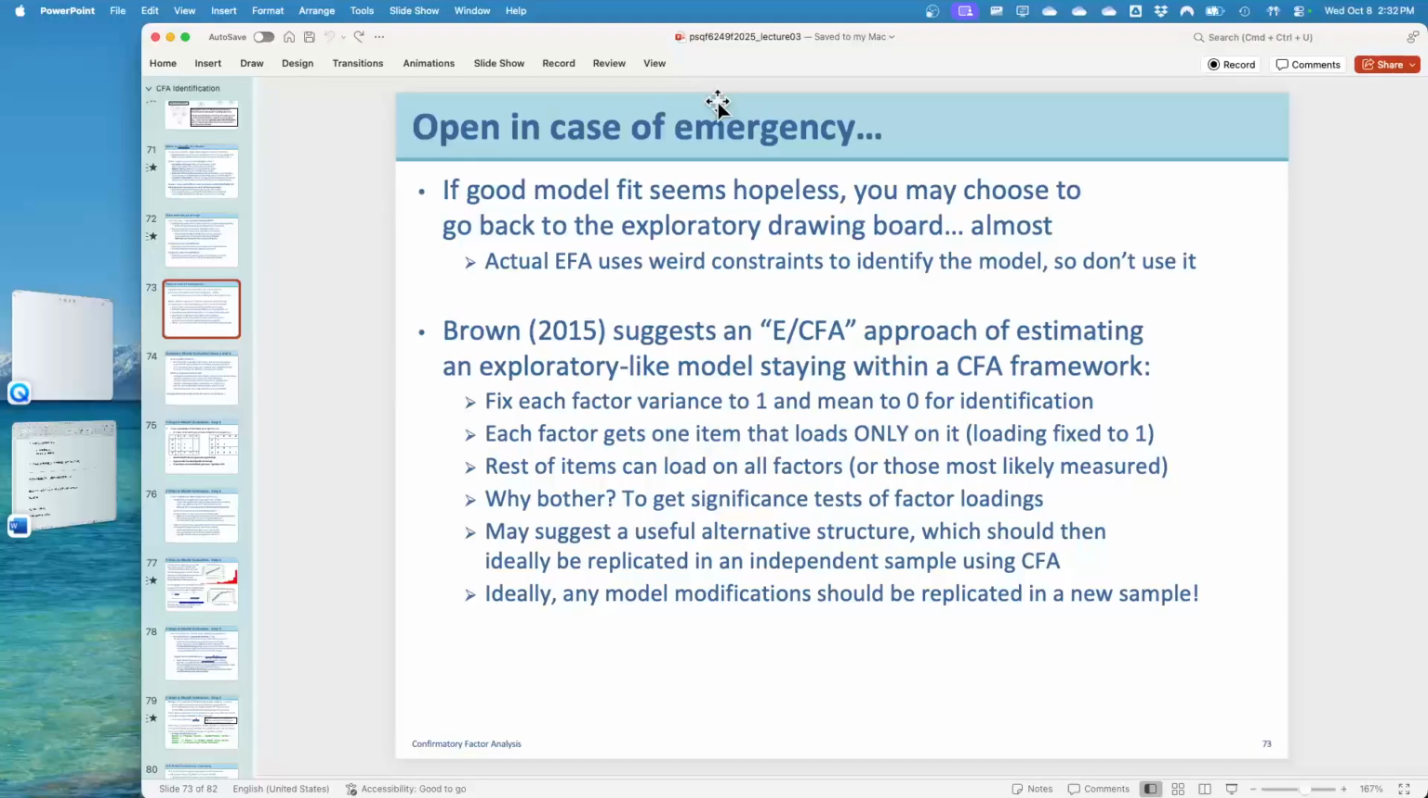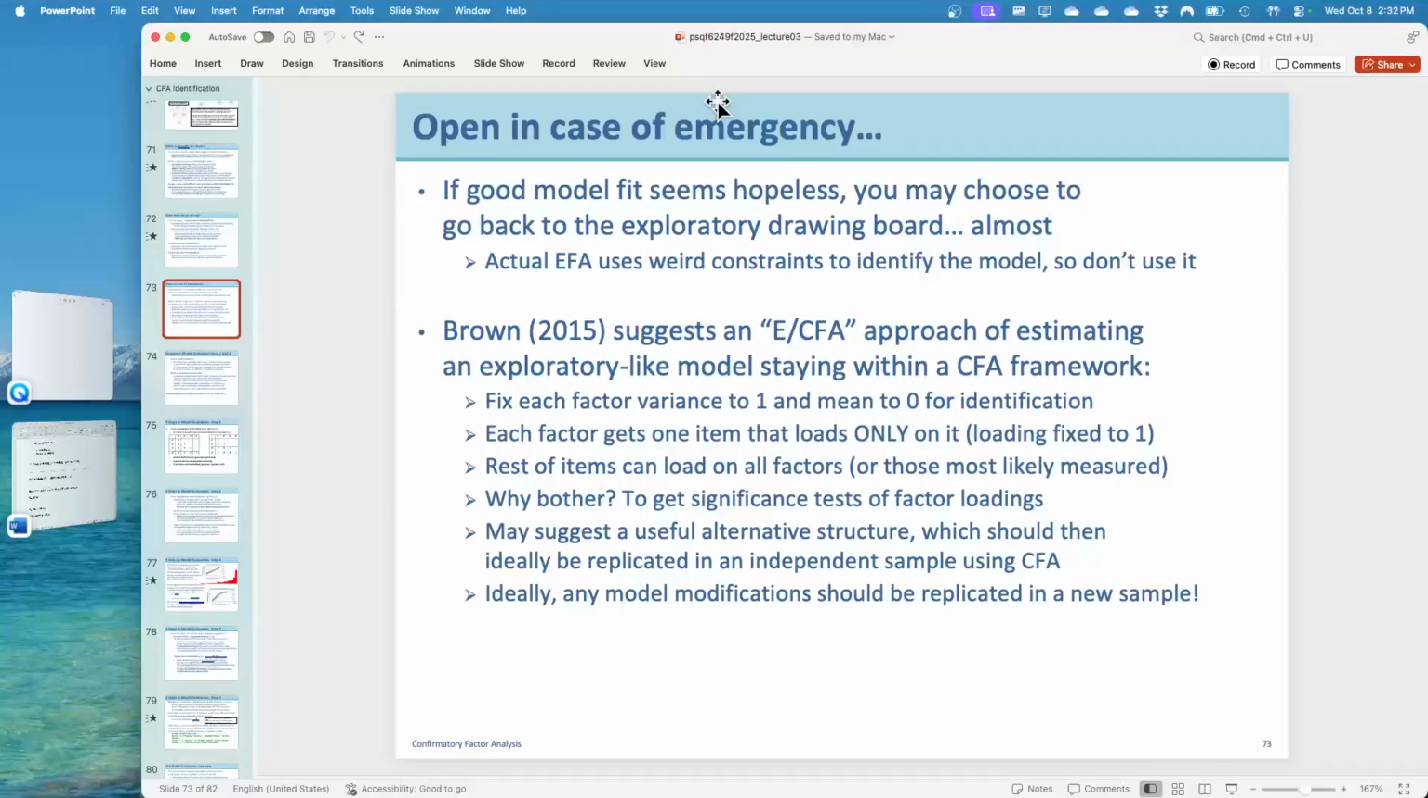In case of emergency, this is really what happens. If good model fit seems hopeless, by the way, it often does. If you're trying to build an instrument using factor analysis, I've never seen it work off the shelf for a 10 item measure ever that I've run. I've run probably hundreds of these, if not thousands. With real data, it's hard to get good fit. So you may choose to go back to the exploratory drawing board.